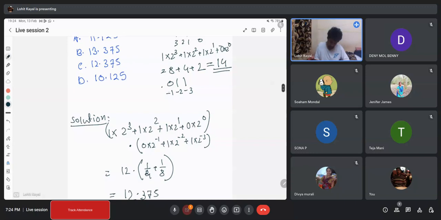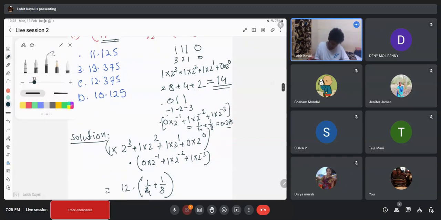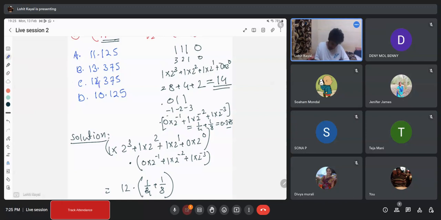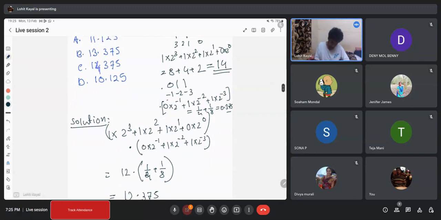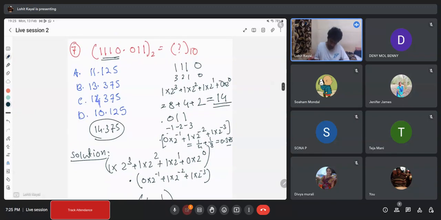Okay. So the answer will be, here we will get 0 point. So the point will be outside. 0 into 2 to the power -1 plus 1 into 2 to the power -2 plus 1 into 2 to the power -3. So we will get 1 by 4 plus 1 by 8 is equal to 0.375. So here I have mistakenly written it like 12, so it will be 14. Okay, so the correct answer will be 14.375.